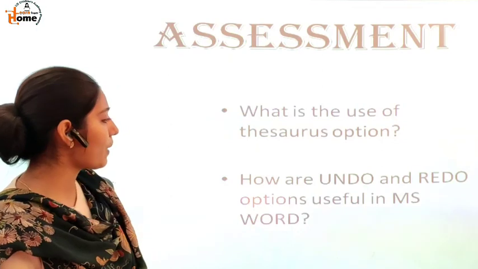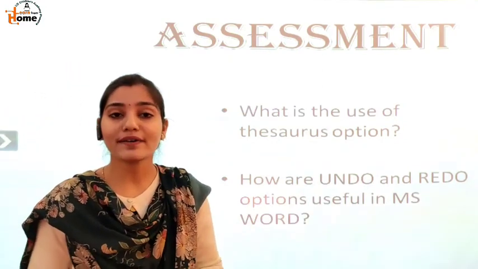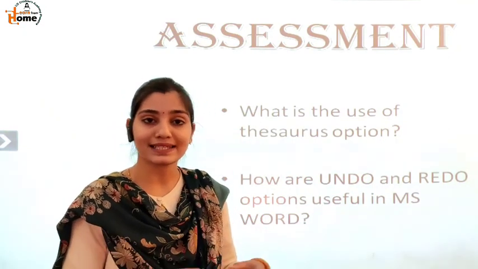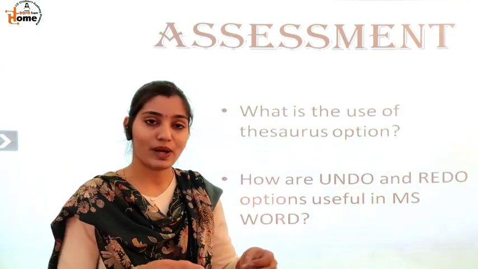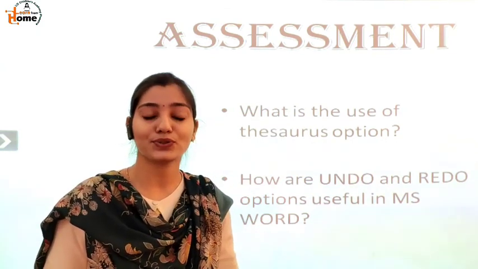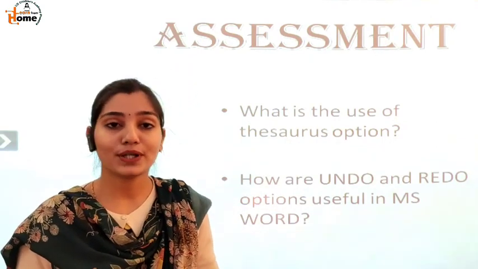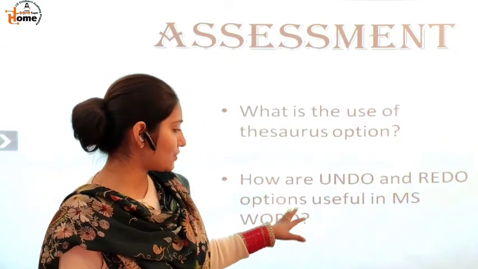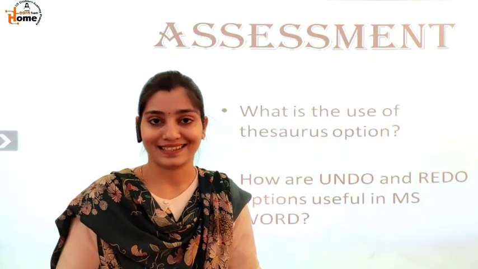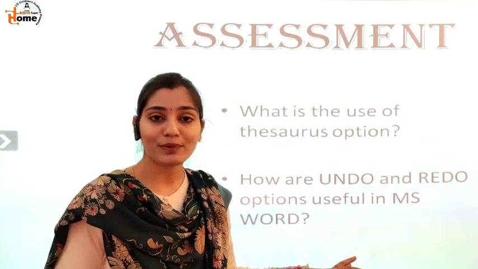Next is, how are undo and redo options useful in MS Word? What are undo and redo options? With the undo option, you can cancel the changes. Like you have made a change and then you want to cancel it. What will you do? You will undo it. And if you want to make the same change again, then you will do redo. So using undo and redo options, you can cancel and uncancel the changes. This is the usefulness of undo and redo in MS Word, right?